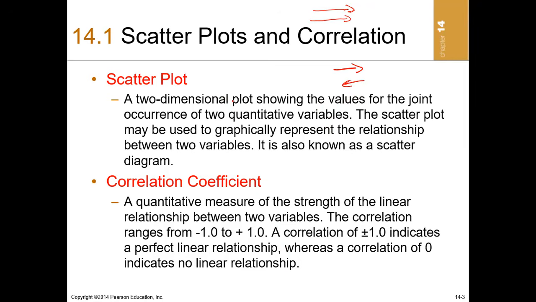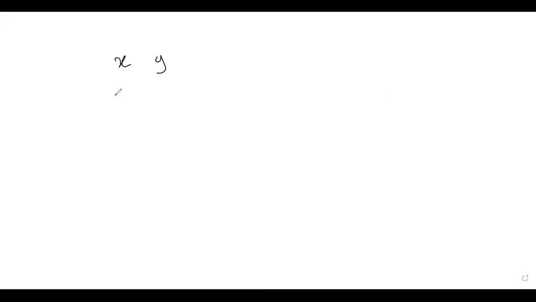Now, one of the things I want you to know is that apart from calculating the correlation coefficient, there is a graphical way of showing correlation. Let me give an example. Let's say we have a set of figures X and Y, where X is 2, 4, 6, 8, 10, and Y is 5, 4, 3, 2, and 1.